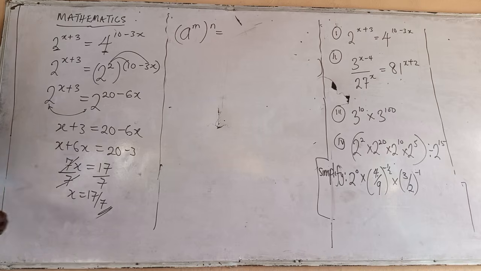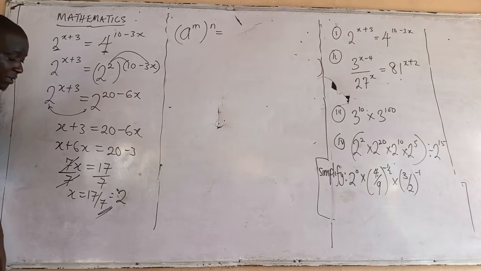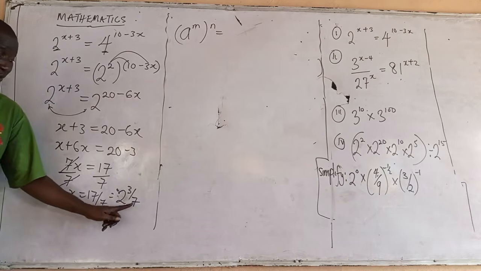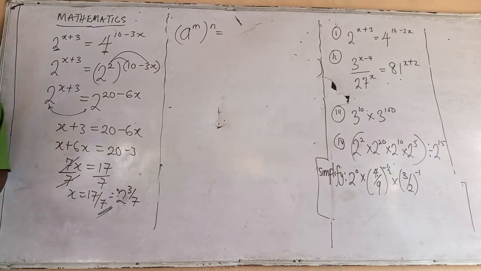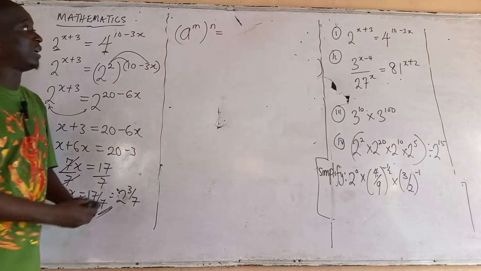And you can leave it like that. I can turn it to a mixed fraction. So you can turn it to 2 whole number 3 over 7, because 7 times 2 is 14 plus 3 is 17. Anytime you can, you can even leave it in decimal form, but it's better you leave it like this or like this.